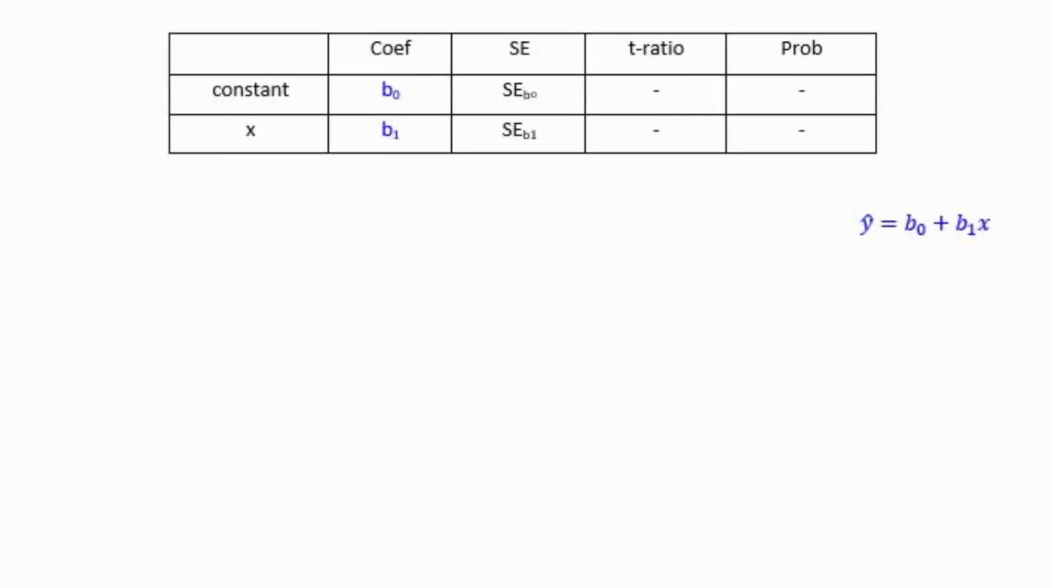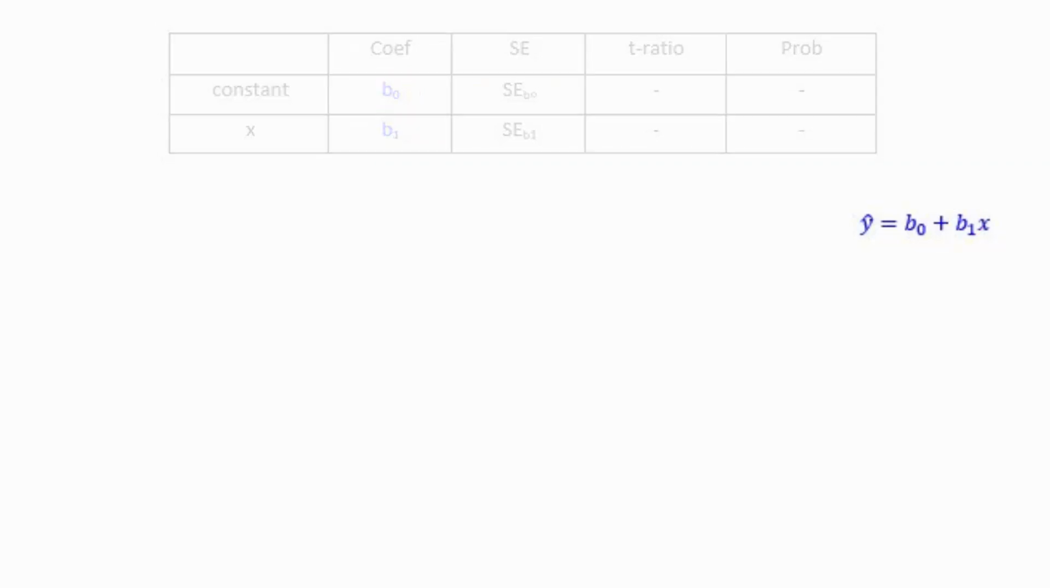Later in the course we'll understand and use the last three columns, but for now we don't. All we need is the column of coefficients. b sub 1 is the coefficient in front of the x variable, therefore it's the slope. b sub 0 is the constant term. Grab those and substitute them into the LSR equation and you're done.